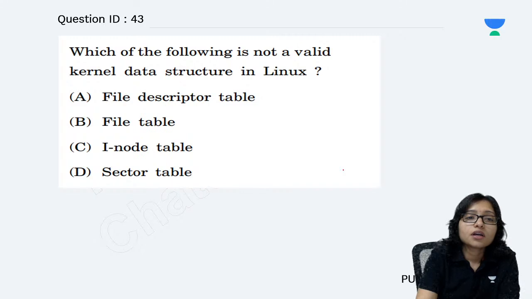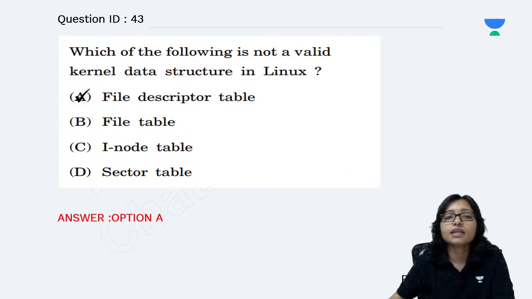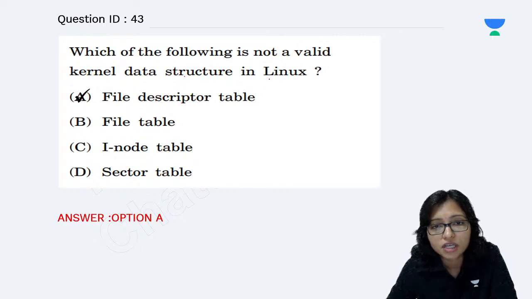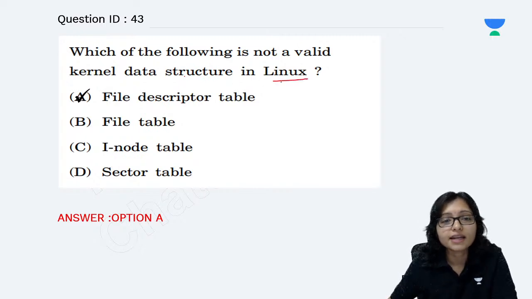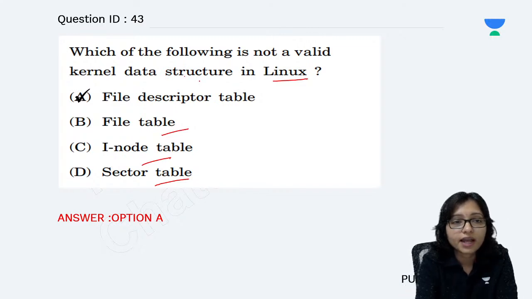Okay. So now the question is: which of the following is not valid for the kernel data structure in Linux? File descriptor table, file table, inode table, selector table, these are there in the kernel, but the file descriptor table in kernel is not valid. It is correct. Yes, I hope it is clear to everyone.